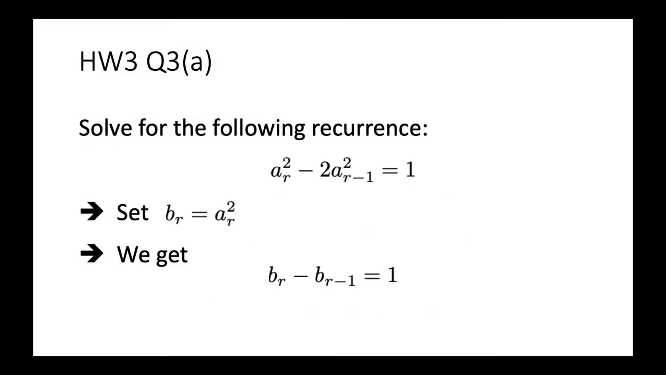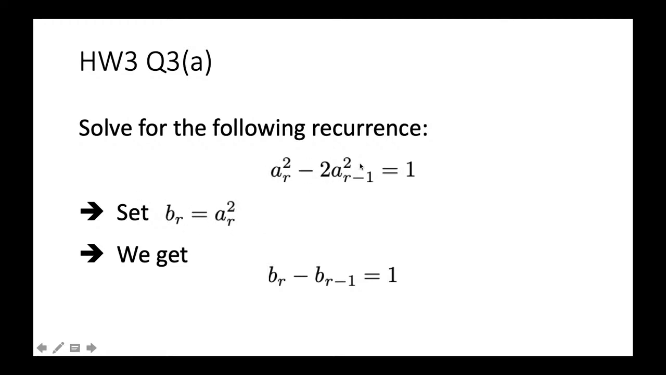Okay, the third question. The third question is a recurrence not in the standard form. It is not a linear recurrence. The recurrence is of the form a_r squared minus 2 times a_{r-1} squared is equal to 1. But there is a hint. The hint is b_r is equal to a_r squared. We can set b_r to be something like this.